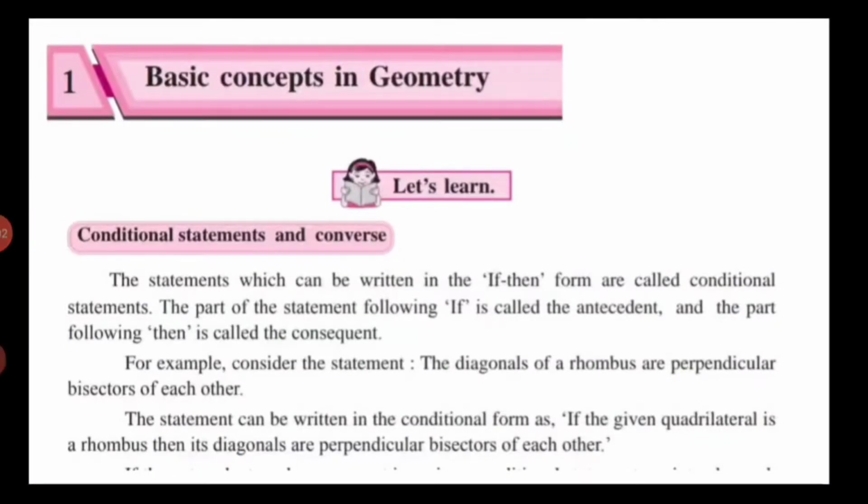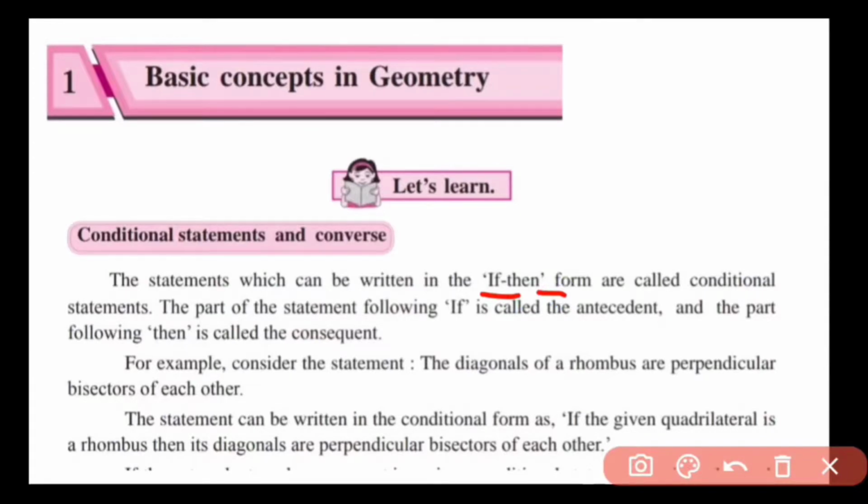So students, let us first learn about conditional statements and converse. So what do we mean by conditional statements? The statements which can be written in the if-then form are called conditional statements. So if these two words, if and then, are there, this statement is known as a conditional statement.